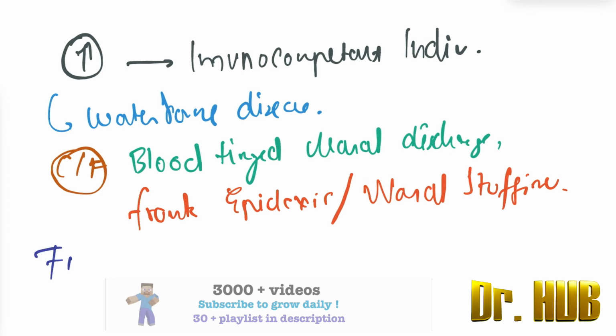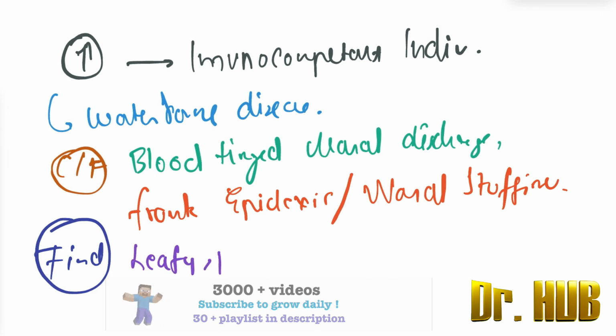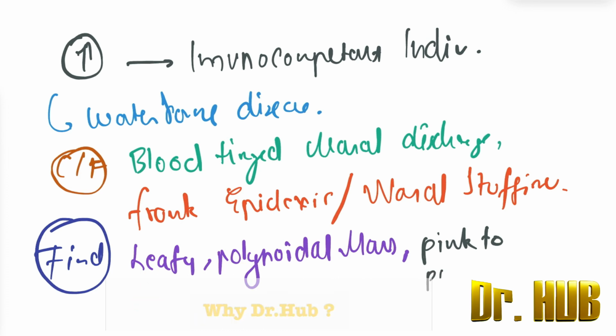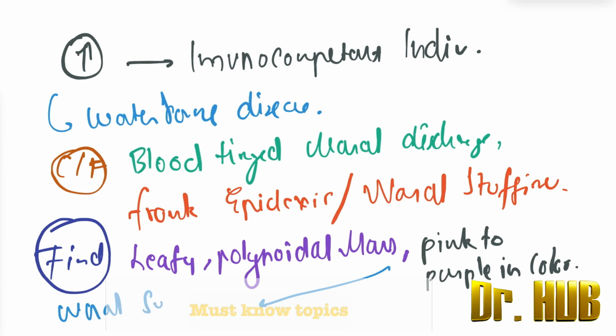Now let's look at the findings of Rhinosporidiosis. There is a leafy, polypoidal mass. It is pink to purple in color, and it is attached to the nasal septum or to the lateral wall.